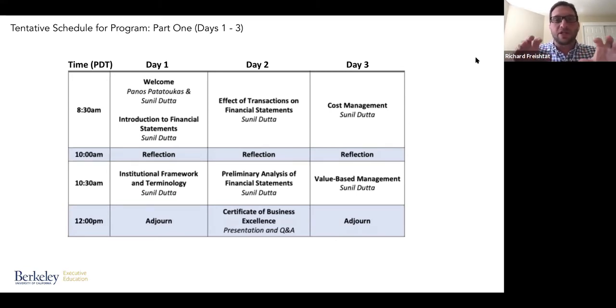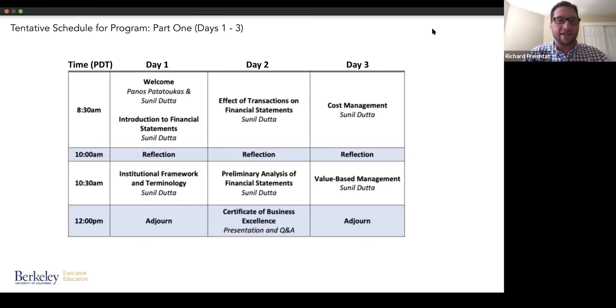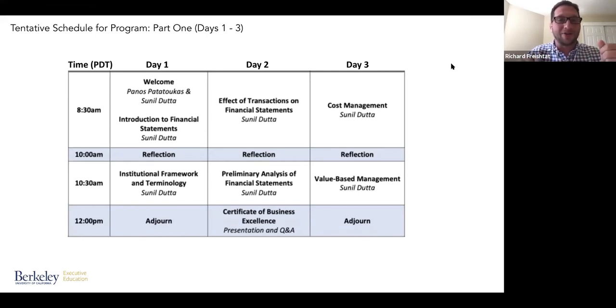What Professor Dutta is trying to do in week 1 is begin to build the language, the fluency, the familiarity with some of the foundational things that happen within finance, whether it's the terminology, whether it's financial statements, whether it's cost management or value-based management, whatever it is, trying to get you fluent enough that in week 2, you begin to move from absorbing information to analyzing financial information. So key here is on day 2, on Wednesday of next week, the only sort of analysis part of building that foundation is doing a preliminary analysis of financial statements.